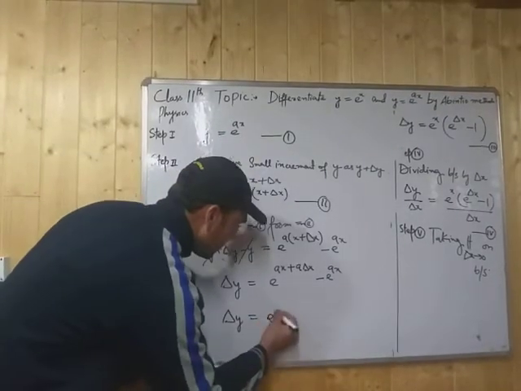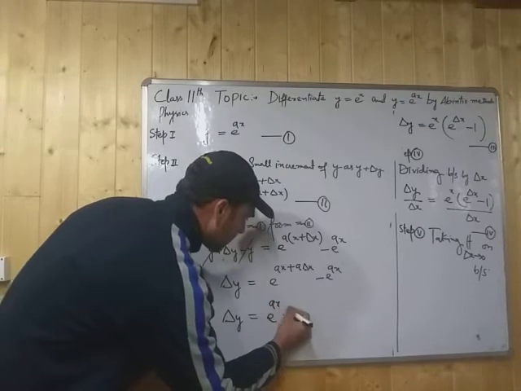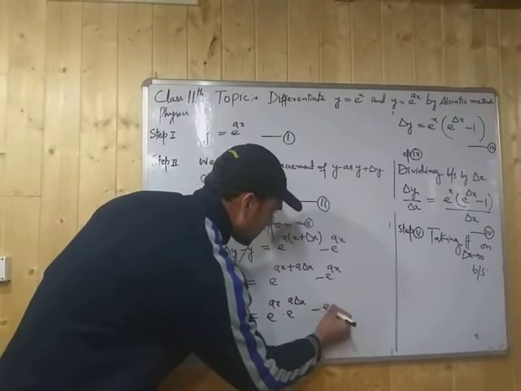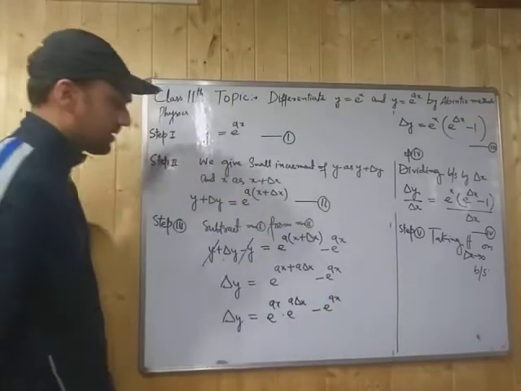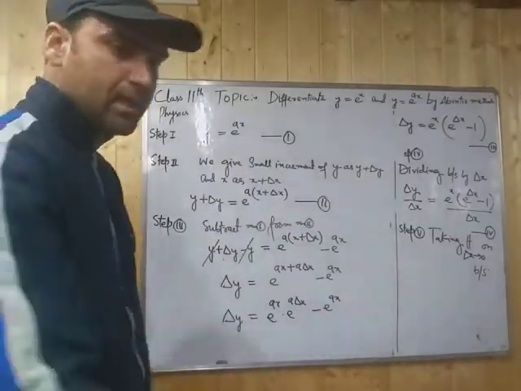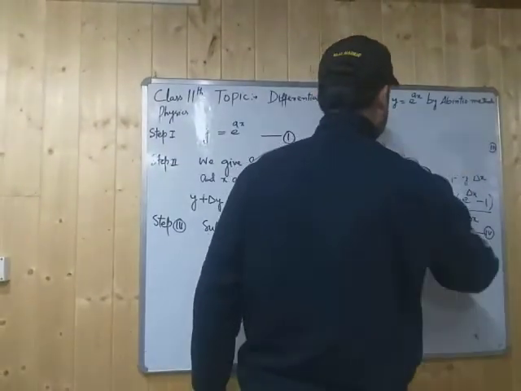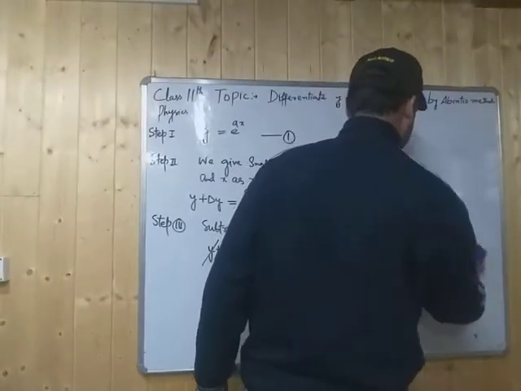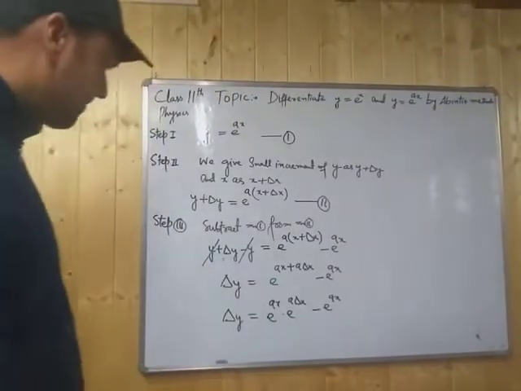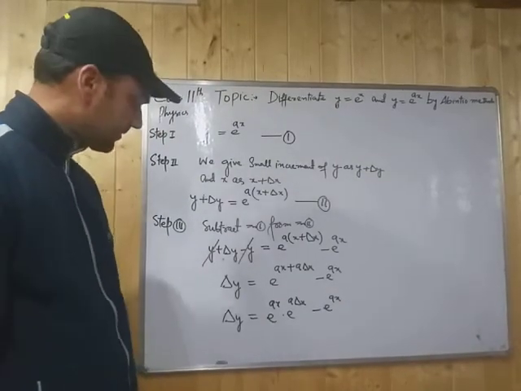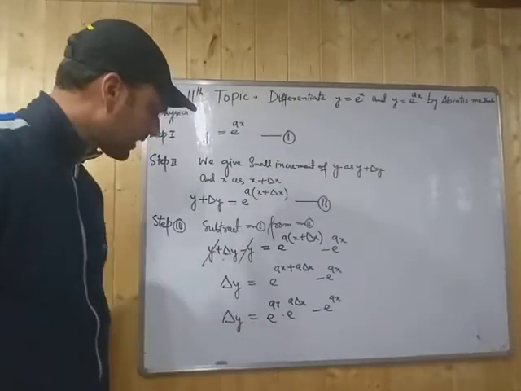We can write here e raised to power ax dot e raised to power a del x minus e raised to power ax. So this was the third step. Now before our fourth step, we will solve this further.